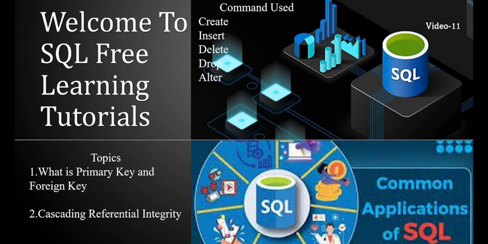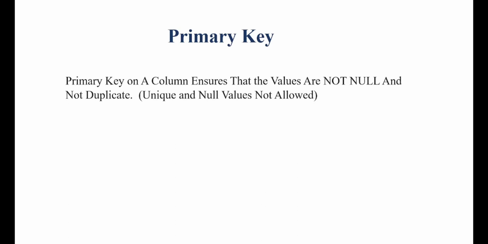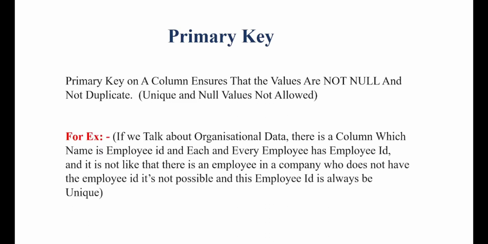So guys, let's first understand what a primary key is. A primary key on a column ensures that the values are not null and not duplicate. It should be unique and no null values are allowed. That is known as a primary key. Let's understand this with an example. In organizational data, there is a column named employee ID. It's not possible that an employee in a company does not have an employee ID, and this employee ID is always unique.